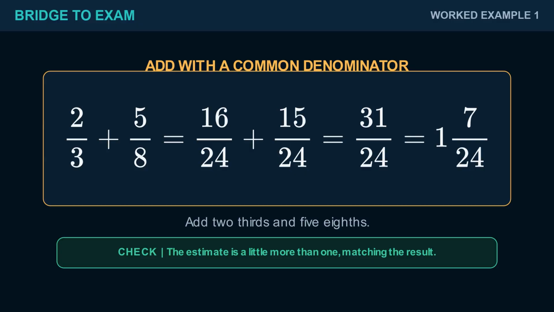Worked example 1. Add 2/3 and 5/8. The least common denominator is 24. Rewrite the fractions as 16/24 and 15/24. Their sum is 31/24, or 1 7/24. Check. The estimate is a little more than 1, matching the result.